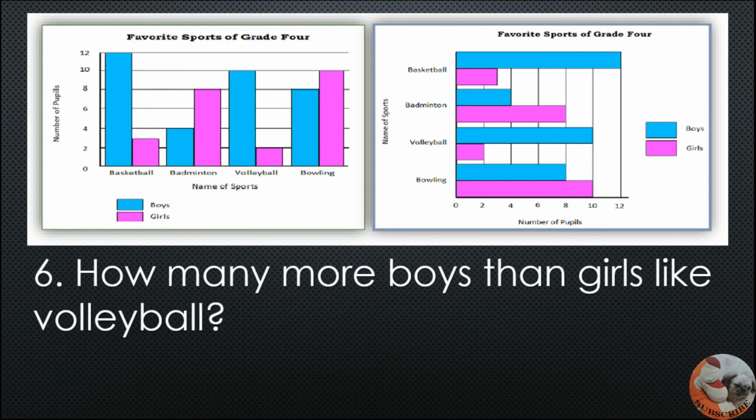Number 6. How many more boys than girls like volleyball? Look at the data in volleyball. 10 boys like volleyball, while 2 girls like volleyball. You subtract 2 from 10. So 10 minus 2 is equal to 8. 8 more boys like volleyball than girls.